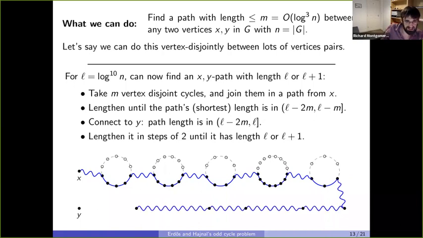And I keep doing this until I'm as close to L as possible, which is what I'm aiming for, but I'm below it by at least m, and it moves to m. And then I finally use my property to connect it in through to y. Great, so this shortest path length is now in the interval L minus 2m to L. And now all I need to do is lengthen it in steps of 2 by taking these cycles and taking the long way round instead of the short way round until I have exactly length L or length L plus 1.